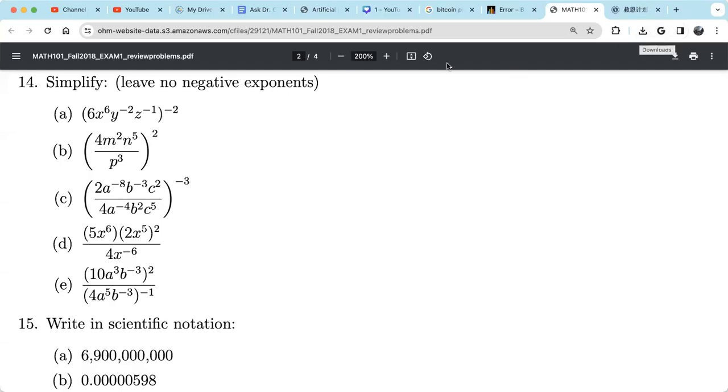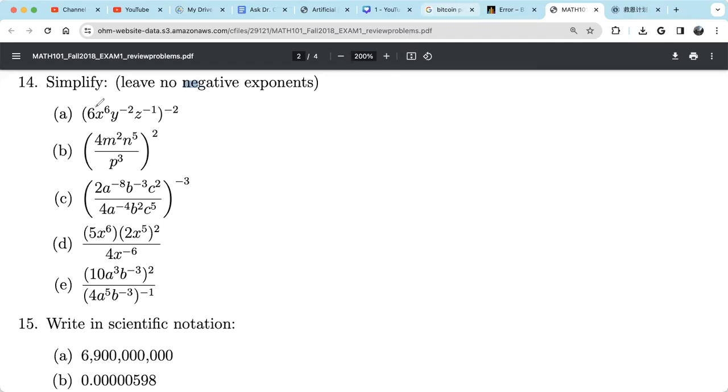Let's see question 14. It's about simplifying the exponents. So we have parentheses, then raised by -2. Inside the parentheses: 6x raised by 6, y raised by -2, z raised by -1, all raised again by -2. So 2 layers of exponents will multiply the exponents.